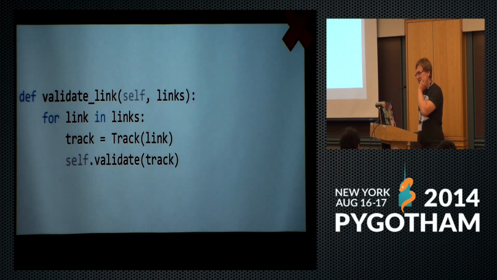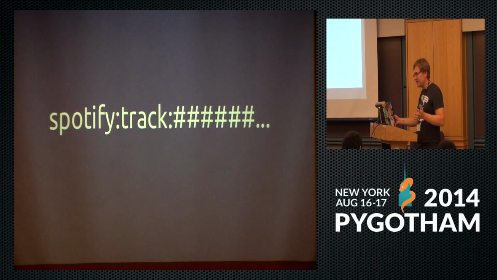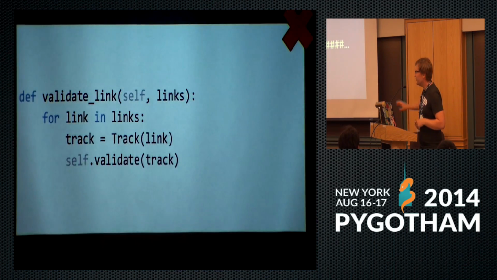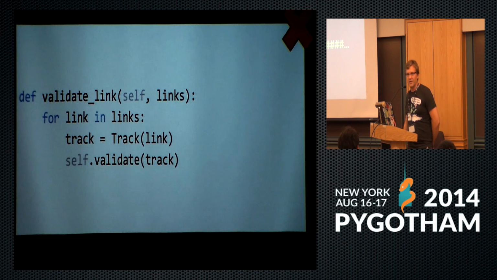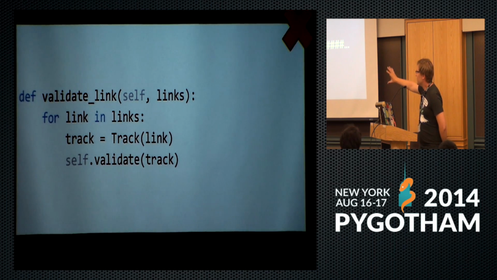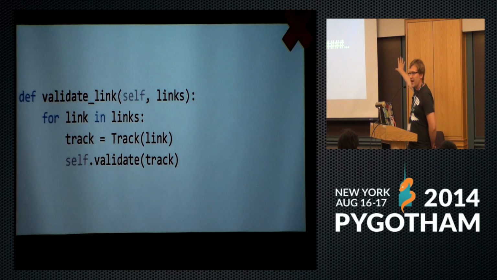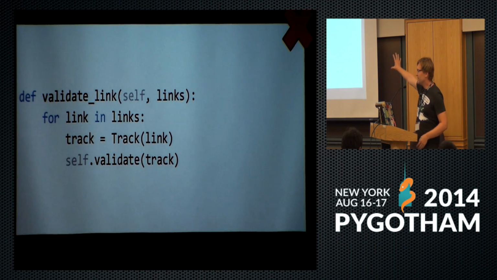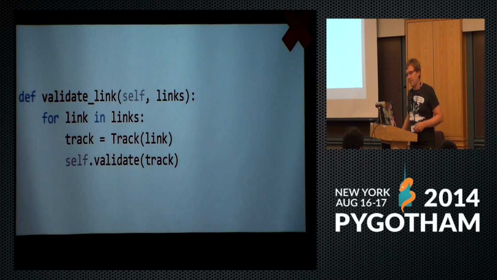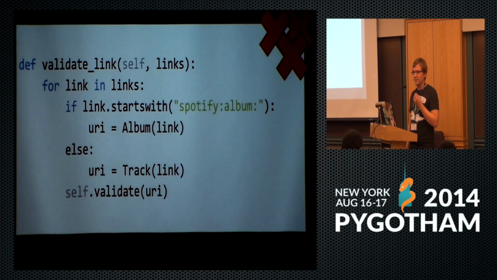And the same thing should apply to your code. So I have this function here to validate a list of links. I have text links, and I'm creating an object of that link. These are links to a music track. I don't know if you guys are familiar with Spotify URIs. They look like this: spotify:track: and there's a hash. This is how you identify a song. So I'm creating this track object, and I'm validating it. But now I want to extend my program with new behavior. I want to support links to albums, right?